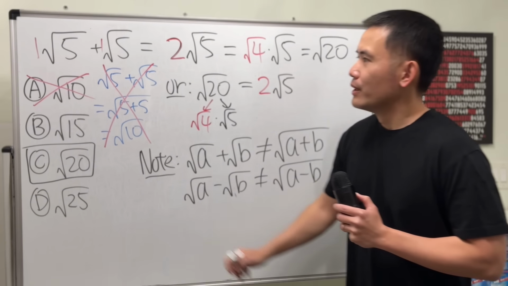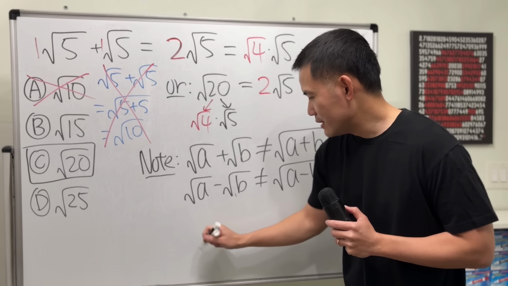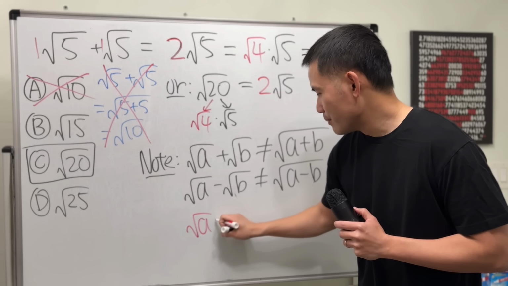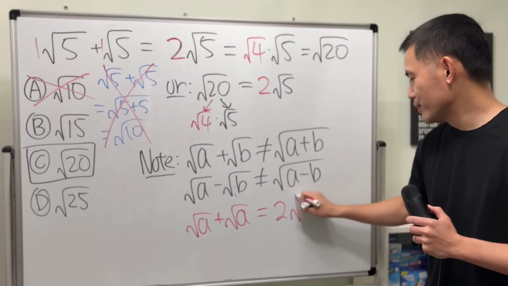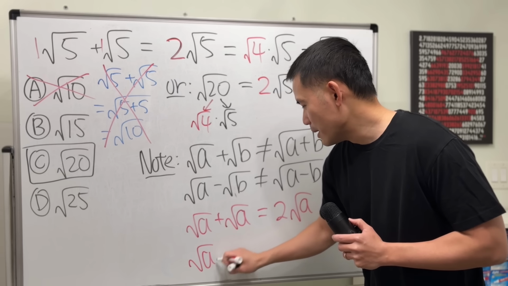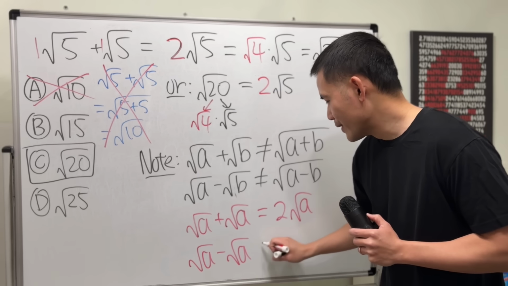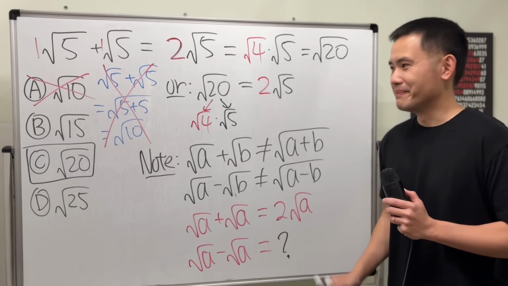And also, if you happen to see the numbers on the insides are equal, then you see that square root of a plus square root of a does give you 2 of them, 2 square root of a. And if you're subtracting square root of a minus square root of a, well, for this one, why don't you guys let me know what the answer is? That's it.